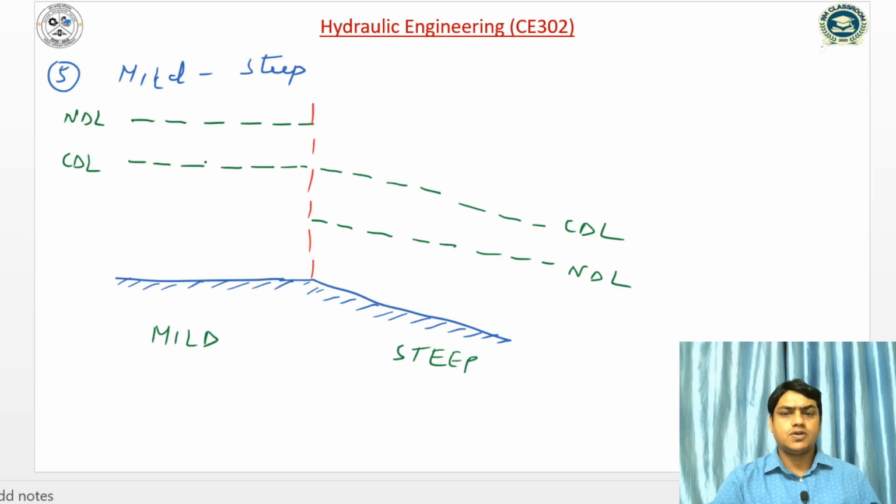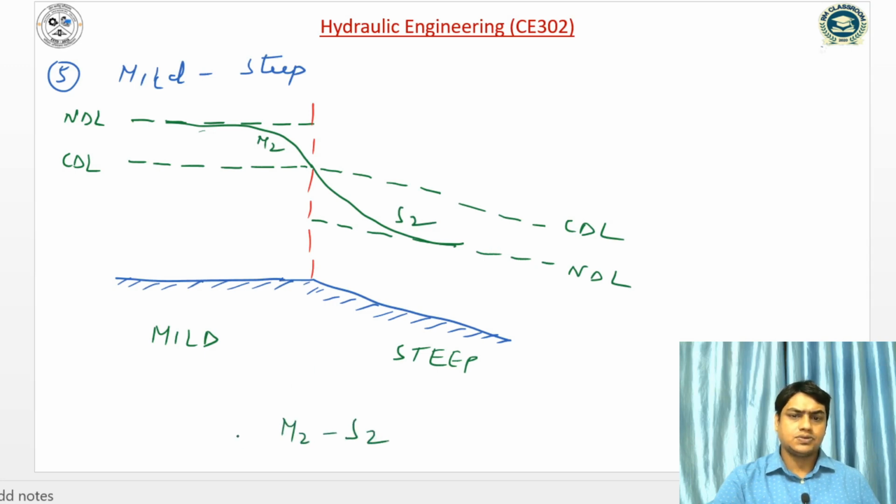So flow will always move from NDL to NDL. So if I move from here to here, this is a decreasing curve, and once again it is decreasing. So it will be like that, and then this will be M2 and S2. So the flow profile will be M2, S2.